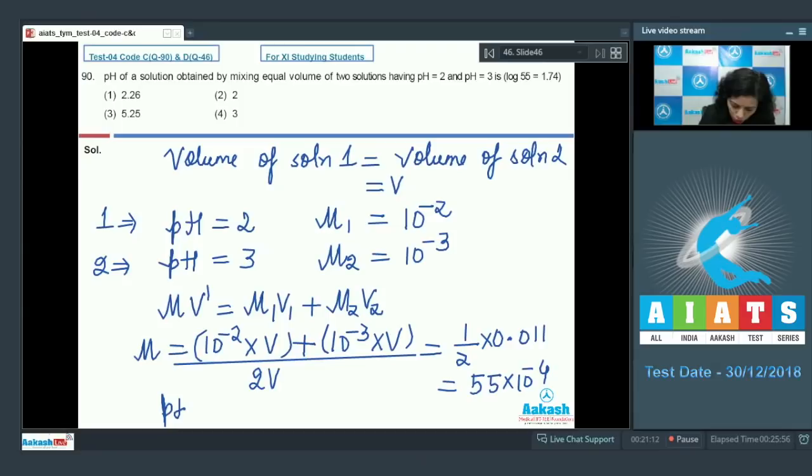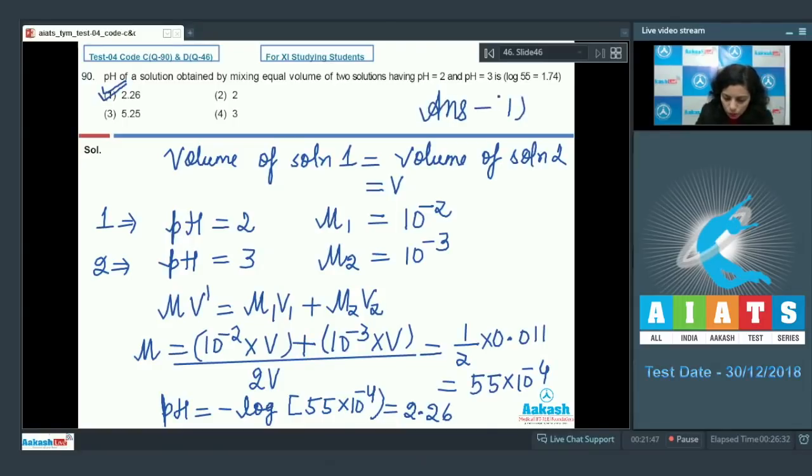Now, just find out the pH value. pH value is equal to negative log of the concentration of the solution. And because we just want to mix two solutions, you have to take the concentration of the final solution, that is 55 into 10 raised to the power minus 4. Now, if you solve this, you will find that it would be 4 minus the value of log 55. That is given here as 1.74. And on solving, it would come out to be 2.26. And this is the answer for this question. That's why I'm choosing option 1 as the correct option.